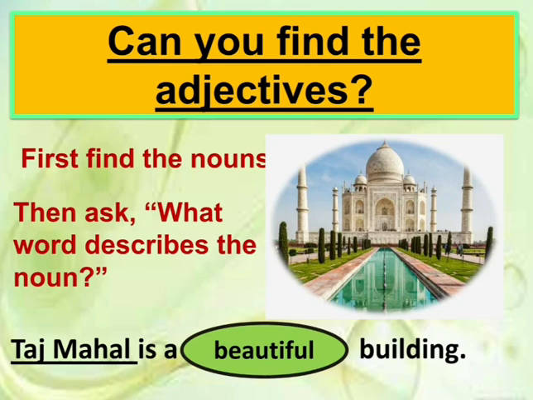One more example. Taj Mahal is a beautiful building. Now first you have to find the noun. So here are 2 nouns in this sentence, Taj Mahal and building. Now what word describes the noun? Beautiful. So beautiful is an adjective.